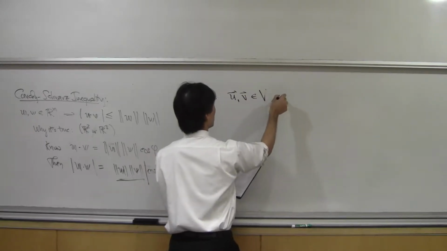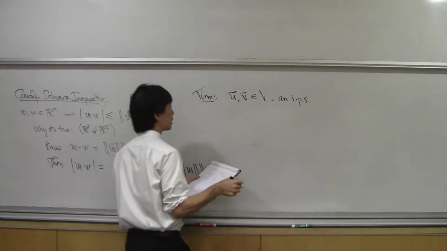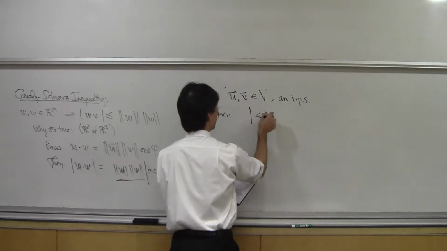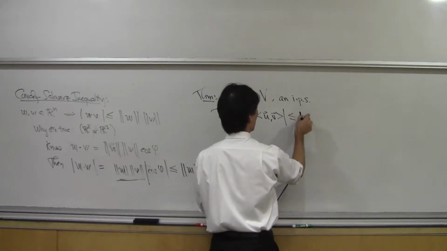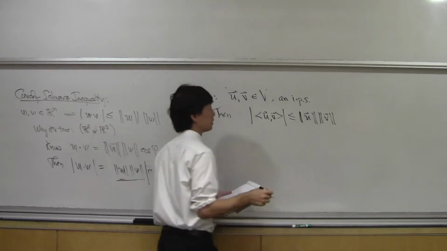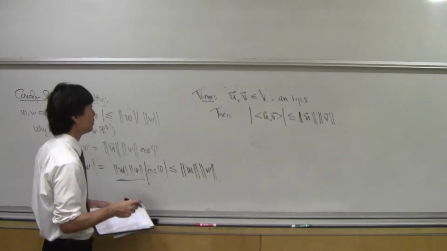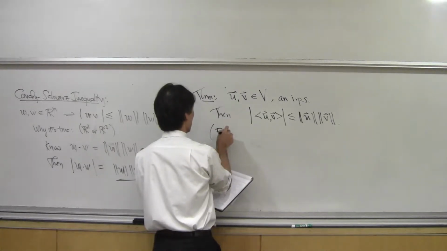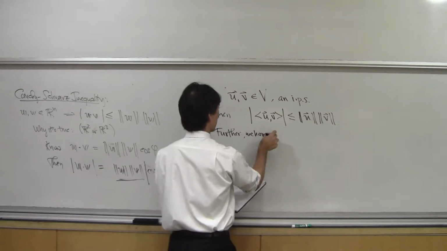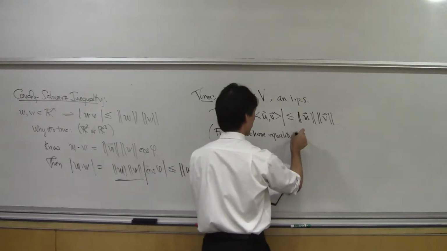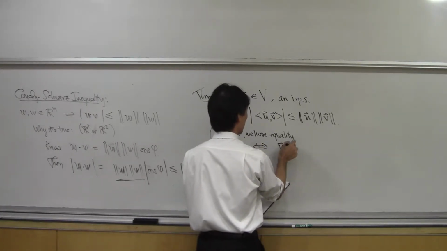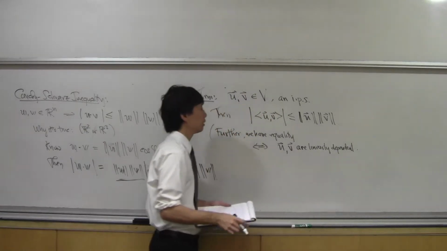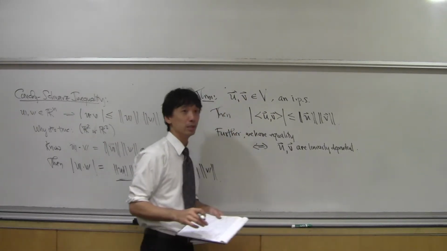Suppose you have these vectors in an inner product space. Then the absolute value of the inner product of those two vectors is less than or equal to the product of the magnitudes of those two vectors. So the same thing that was true in Euclidean space holds in an inner product space. There's a second part: further, we have equality if and only if u and v are linearly dependent. One is a multiple of the other.